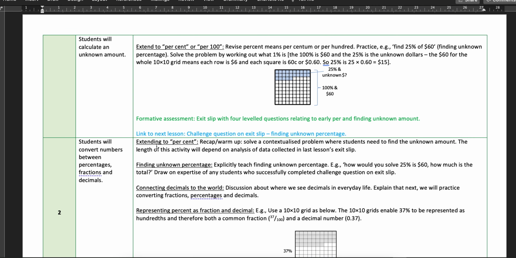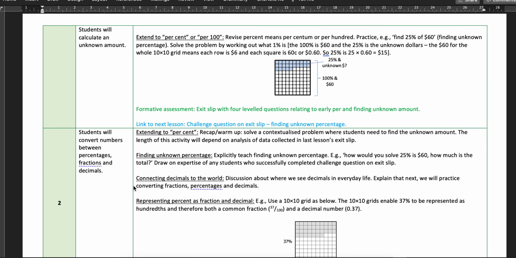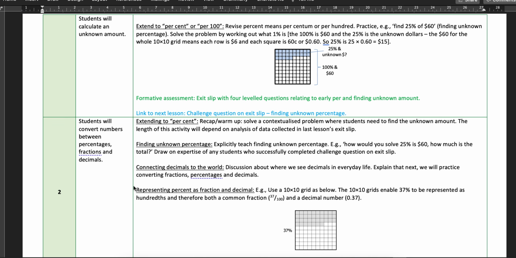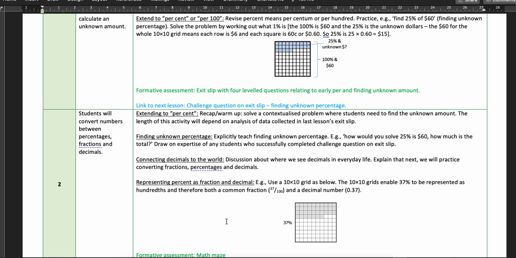Then I'm going to move on to decimals, and we'll start by thinking about where in the world around us do we see and use decimals. And then we'll move on to representing percent as fraction and decimal, and we'll use a hundreds grid to do that. So, we'll learn that 37% can be represented as 37 out of 100, and it can also be represented as a decimal number, 0.37. So that will be our lesson. Again, you can see the complexity that's building, how it's a logical progression of ideas.